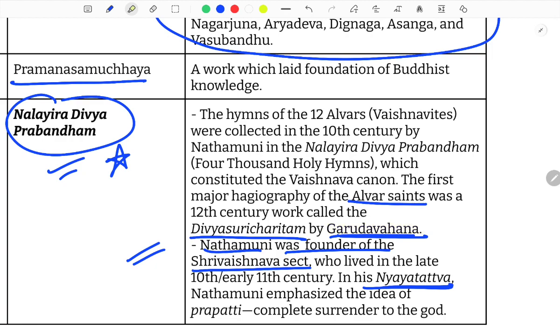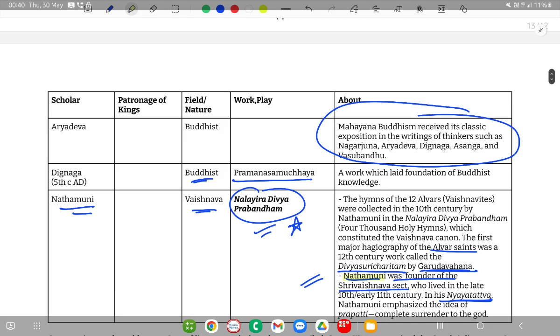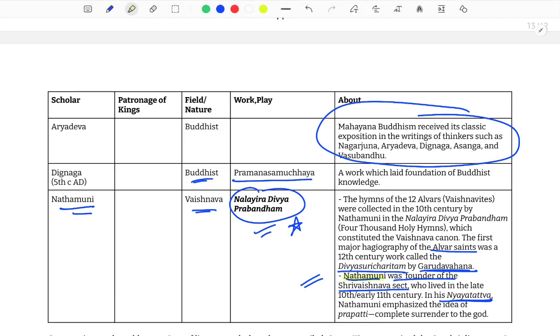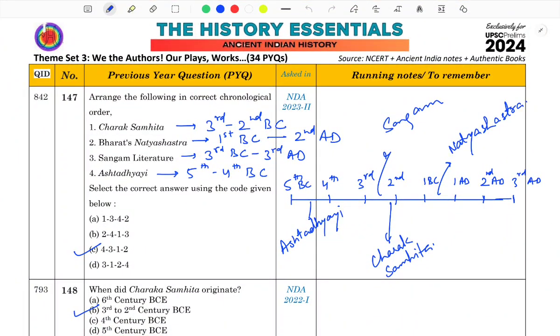Oh, sorry, I was wrong. Nath Muni, okay. In his Nyaya Tattva, Nath Muni emphasized the idea of prapati, complete surrender to God. So this was it from the written table which I have created. Many questions we can answer now.